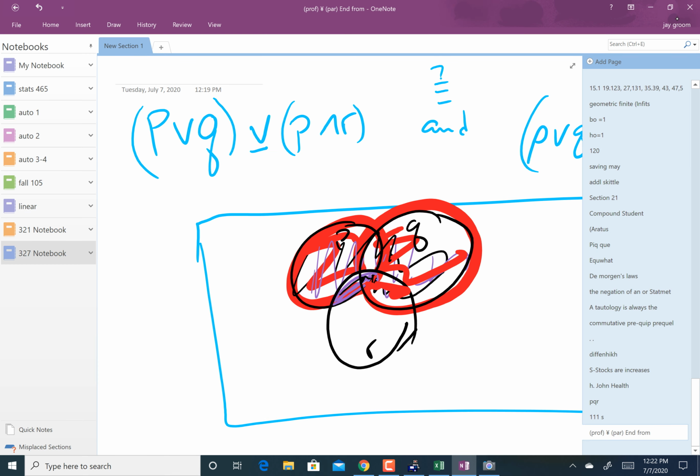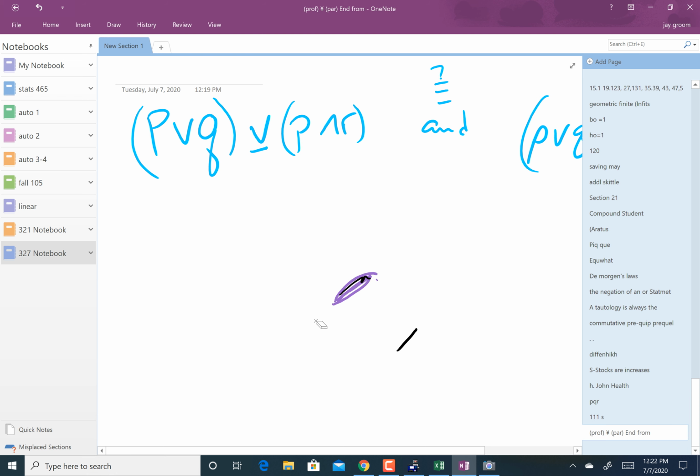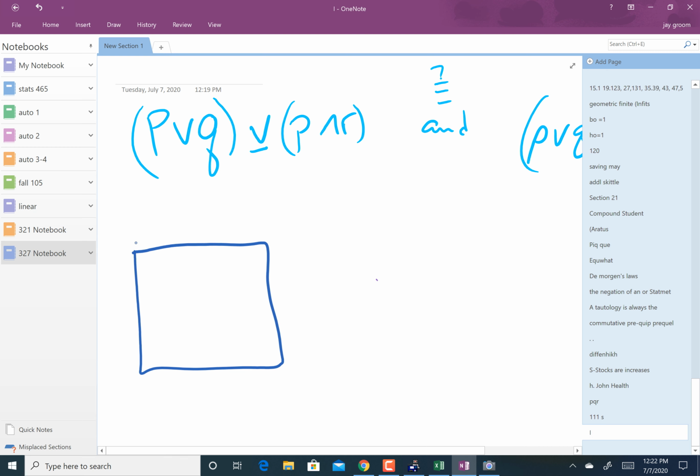Something's screwy here. My picture's funny. I'm going to draw two different Venn diagrams. One moment, please. Let's try this separately. All right. Let's try this again. So, here's P. Here's Q. Here's R. So P or Q is these top two circles. And we're going to take the union of that with P and R. Well, P and R is this bit right here. So it'd be this little bit plus all these other bits out here, because Q includes that right there.